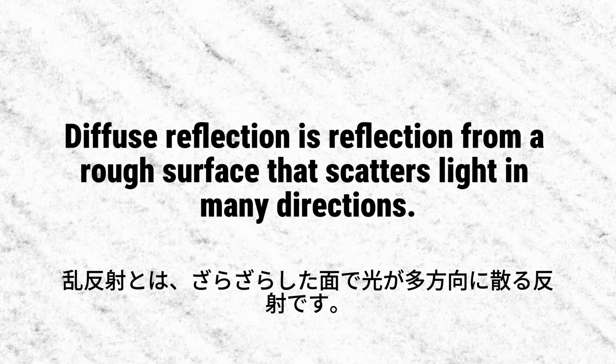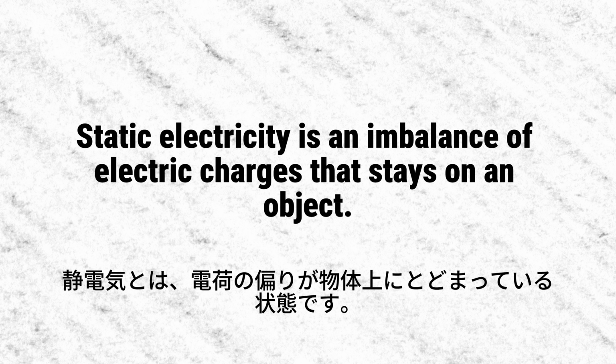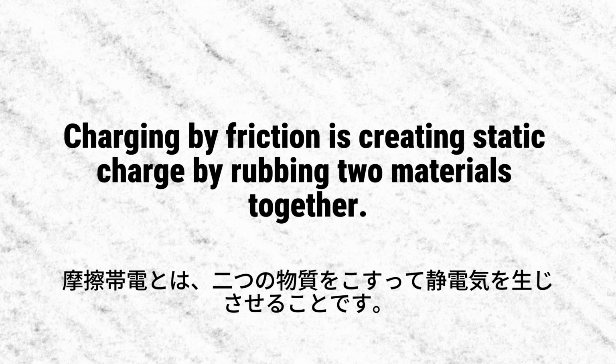Diffuse reflection is reflection from a rough surface that scatters light in many directions. Specular reflection is reflection from a smooth surface that keeps rays orderly. Static electricity is an imbalance of electric charges that stays on an object. Charging by friction is creating static charge by rubbing two materials together.